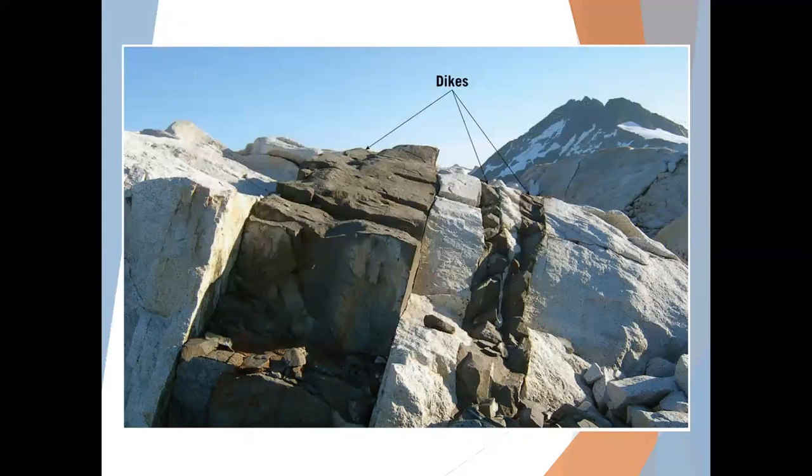This is another example of the cross-cutting relationships where we have dike structures cutting through rock structures. These dikes are going to be younger than the rock structures that they cut through.